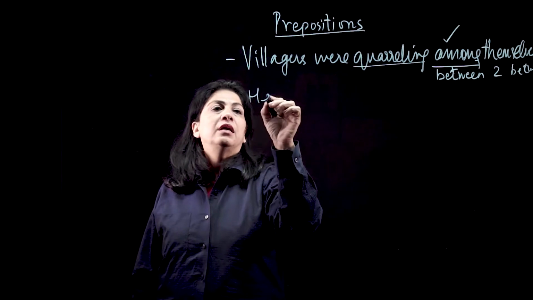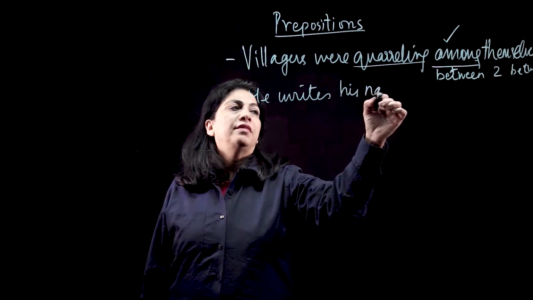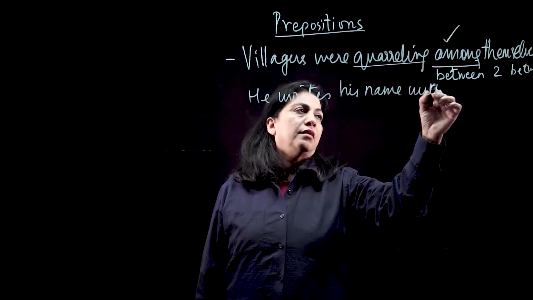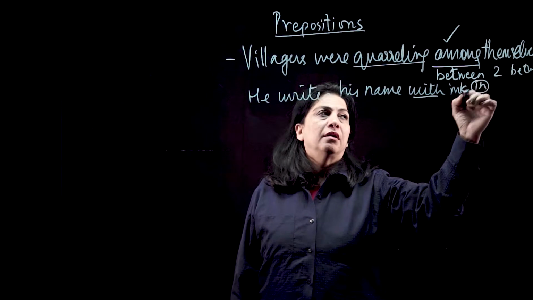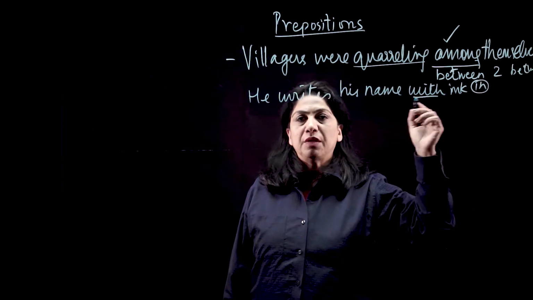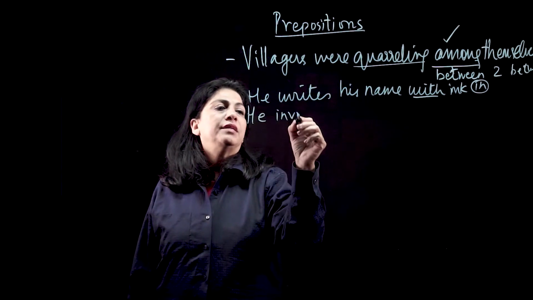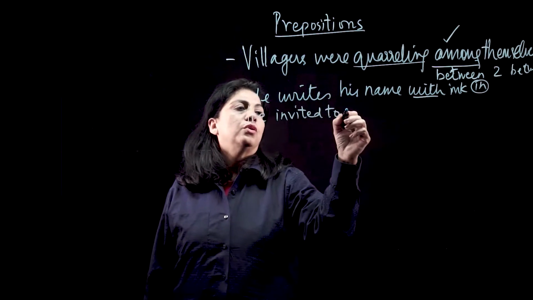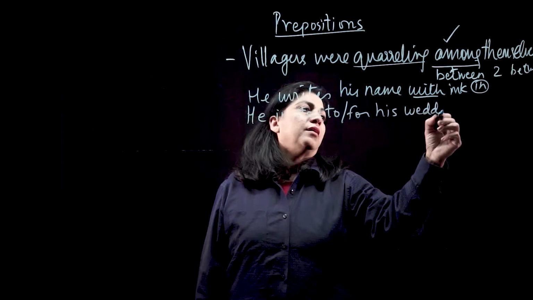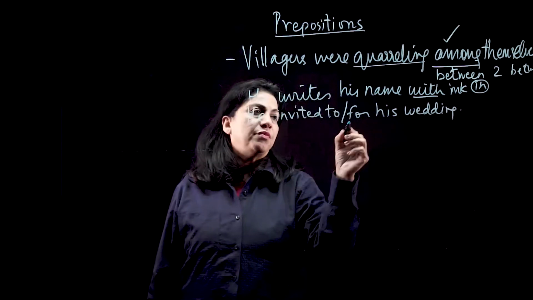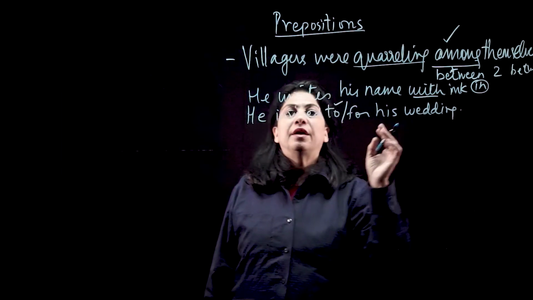Let's see this. He writes his name with ink. Do you write with ink or in ink? In ink. So that is the wrong preposition that has been used over there. He invited me to or for his wedding. Now the correct preposition would be for or to. It will be to. So these are the things that you have to take care of.